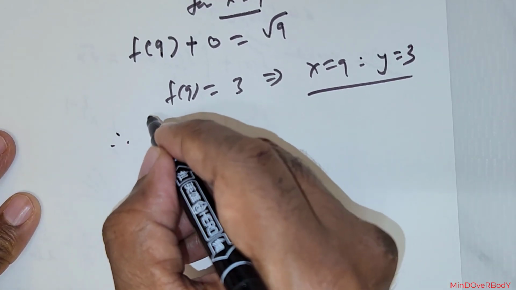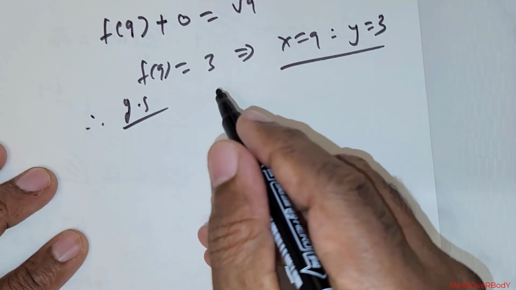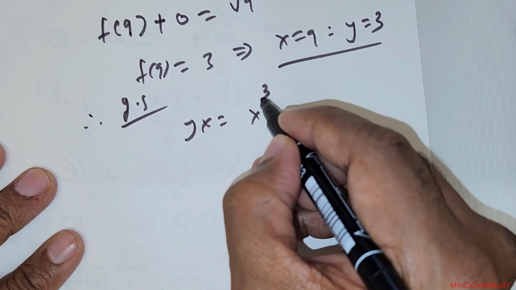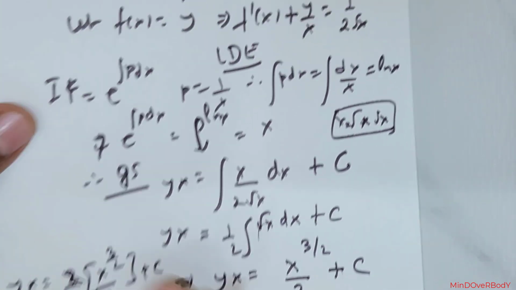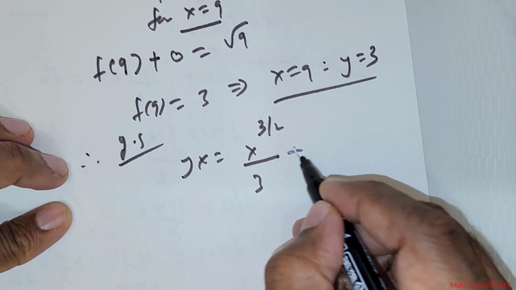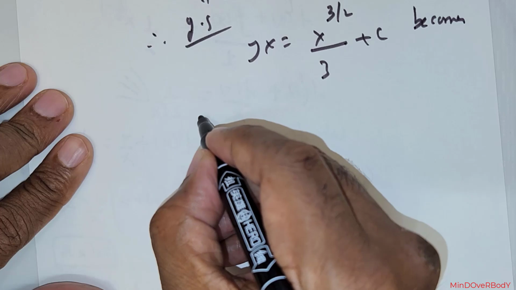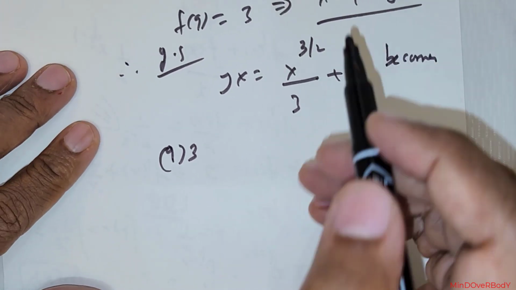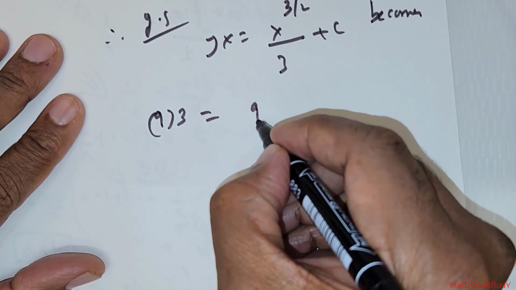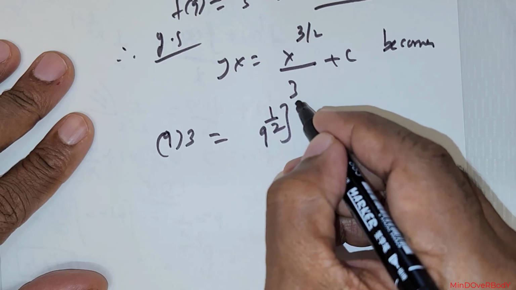So therefore the general solution which we got here, y times x is equal to x raised to the power of 3 over 2 divided by 3 plus c becomes, so what does it become? When x is equal to 9, y is equal to 3, perfect, and x is equal to 9. This I want to write it as 1 over 3 times 9 raised to the power of 3 over 2.